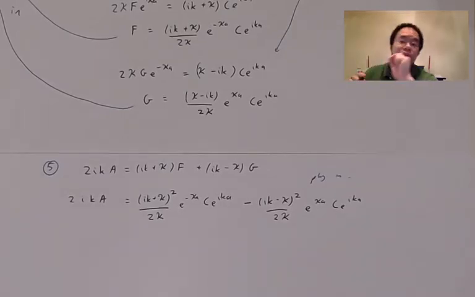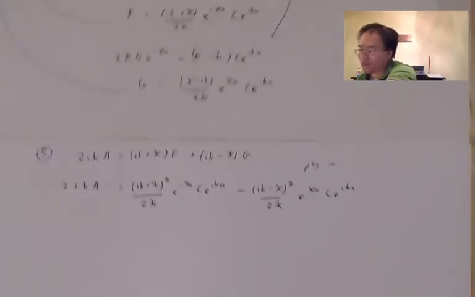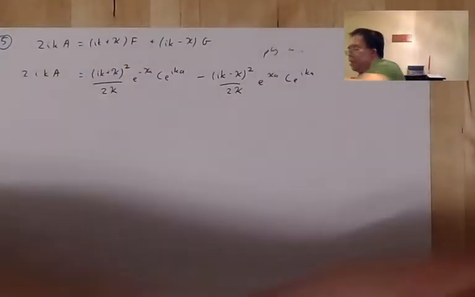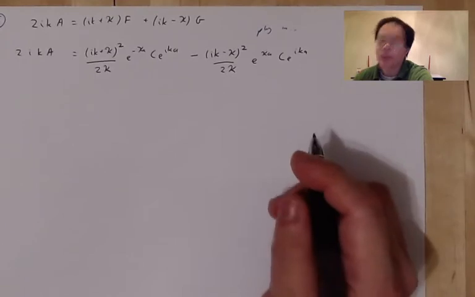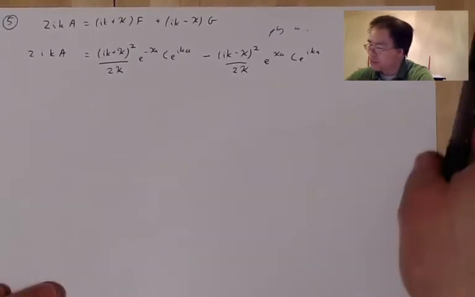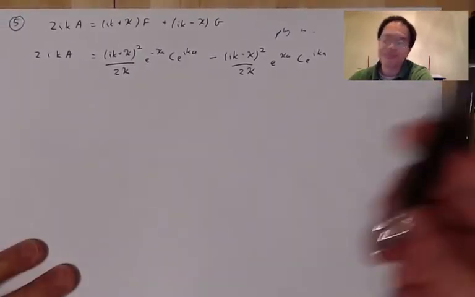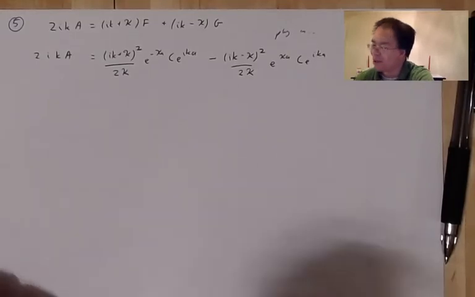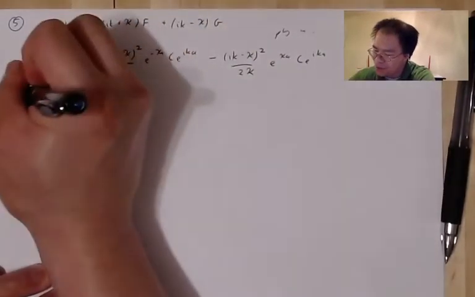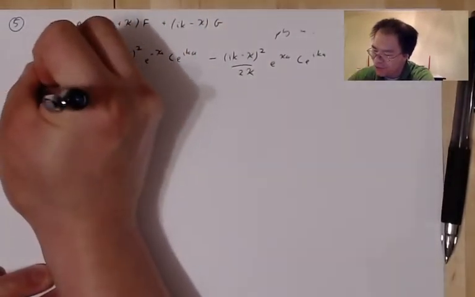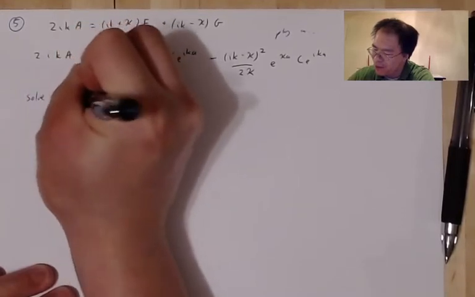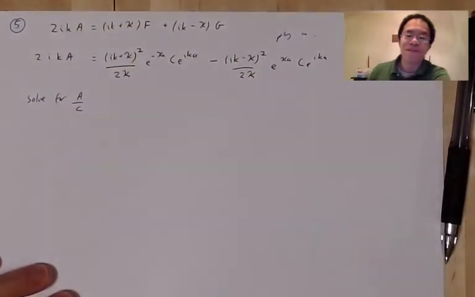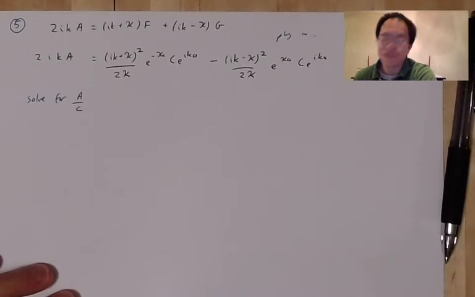Okay, so now it's going to be a matter of simplifying this. I think I can pull this page away. What I'm going to do is just sort of guided by knowing how this goes. I'm going to ultimately solve for A over C, because that turns out to be a little bit easier to deal with.